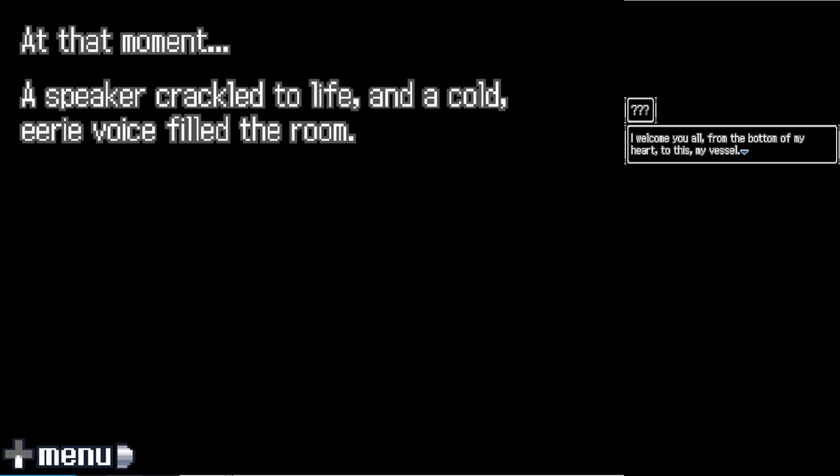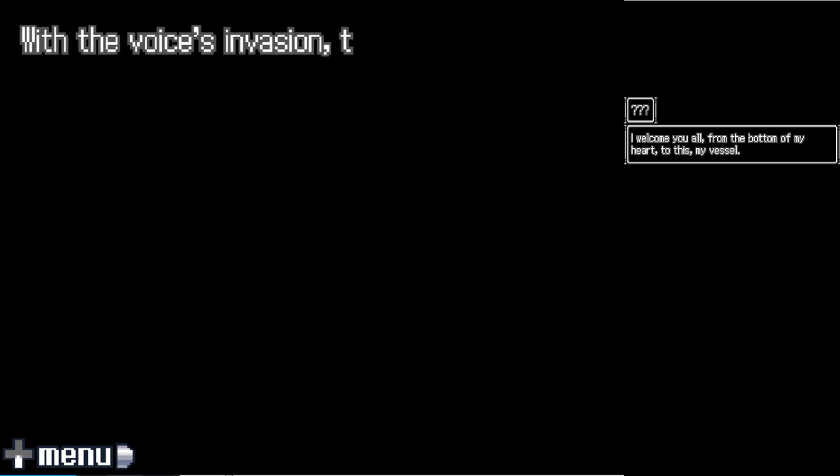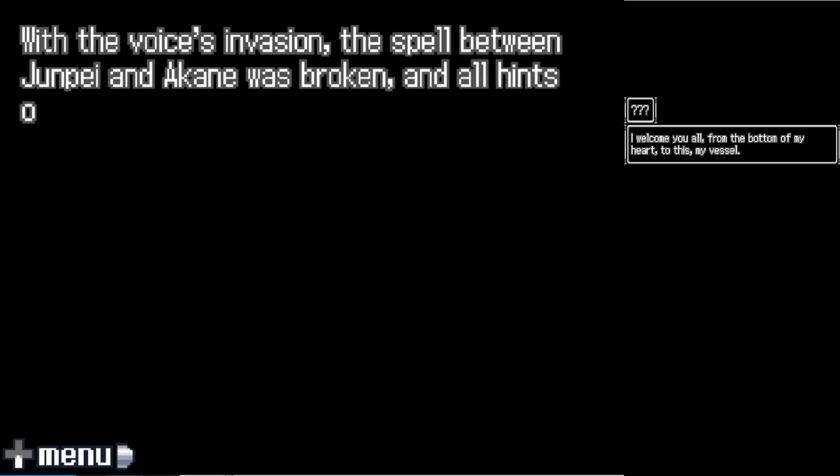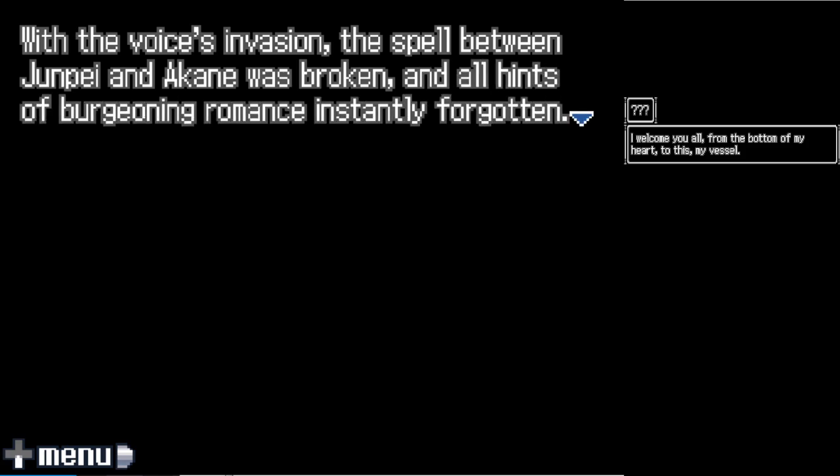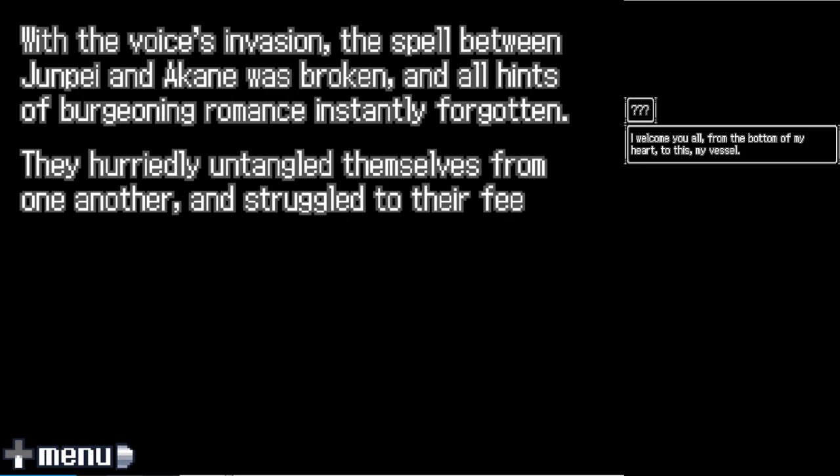At that moment, the speaker crackled to life, and a cold, eerie voice filled the room. "Welcome aboard. I welcome you all from the bottom of my heart to this my vessel." At the voice's invasion, the spell between Junpei and Akane was broken, and all hints of romance were instantly forgotten. They hurriedly untangled themselves from one another and struggled to their feet.